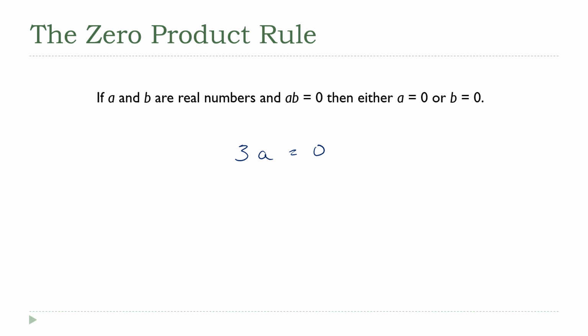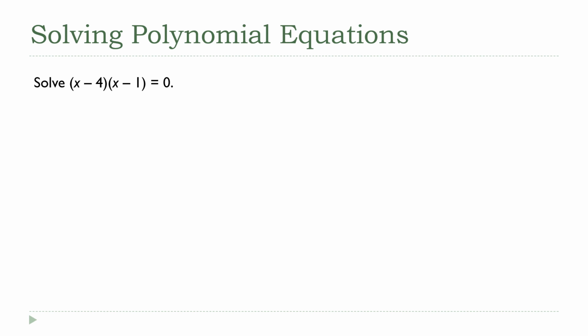So let's see how we can use this. Right, here I've got an example. I have two things multiplied together, and that product is 0. So the two things here, the A and the B, are the x minus 4 and the x minus 1. So what our zero product rule is saying is that one of two things has to be true. Either x minus 4 has to be 0, or x minus 1 has to be 0.